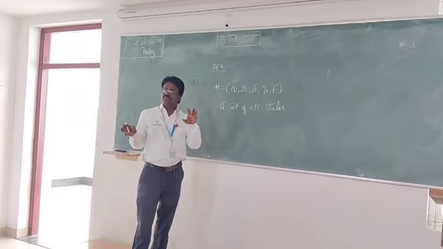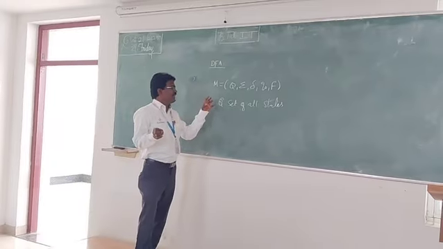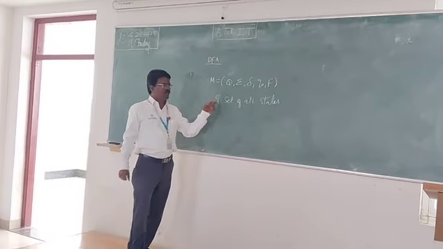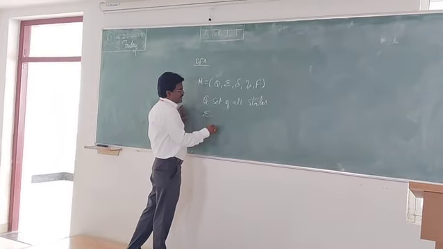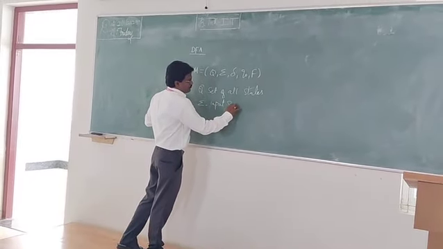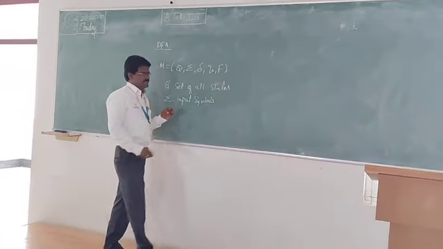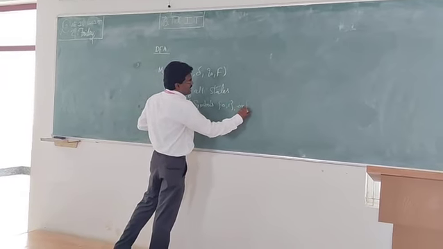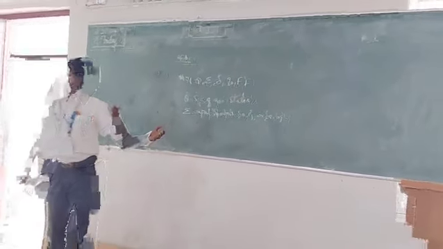A graph has vertices and edges. In a similar way we can define a finite state machine. That means vertices are here called states, the set of all states, and Σ is the input symbols. It is also called the alphabet. It may be 0, 1, or it may be a, b. These are all the input symbols we are using in this machine.